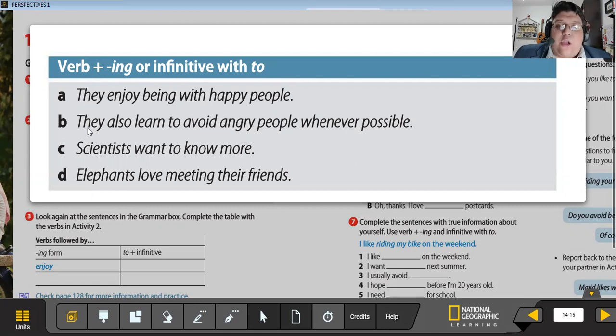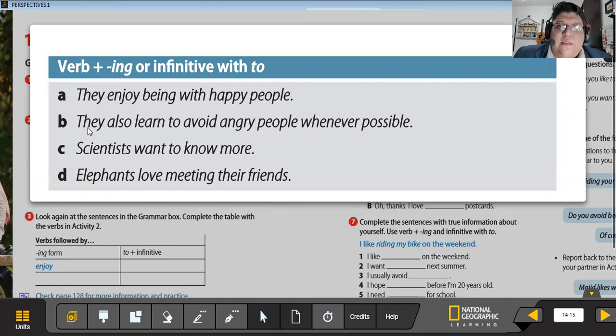They also learn to avoid angry people whenever possible. C. Scientists want to know more. Scientists want to know more. Even though there's an S, notice how it's only barely pronounced. Scientists want to know more.